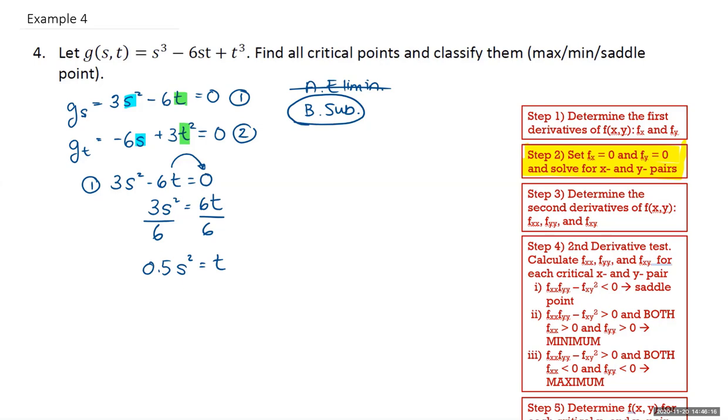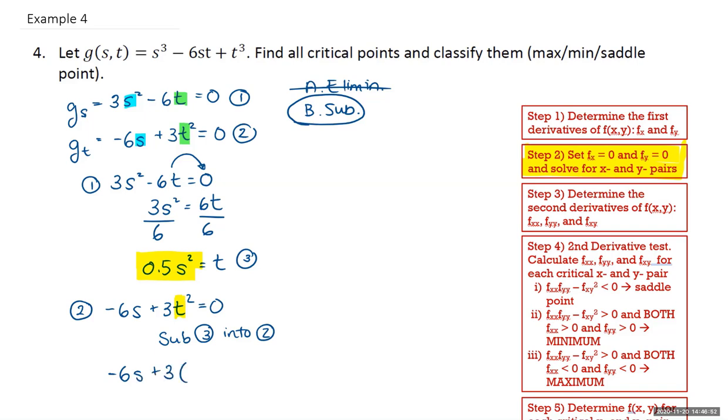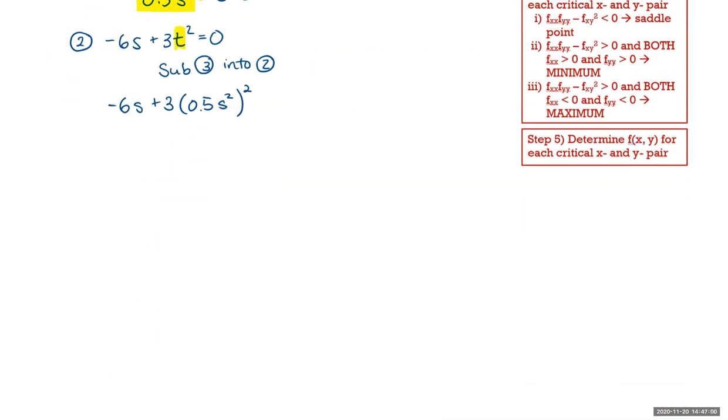So now I have an equation for t, and I'm going to substitute this equation, equation 3, into equation 2. I'm going to take equation 2, negative 6s plus 3t squared is equal to 0, and sub equation 3 into equation 2. So wherever I see t, I'm going to sub in 0.5s squared. So this becomes negative 6s plus 3 times 0.5s squared, all squared.